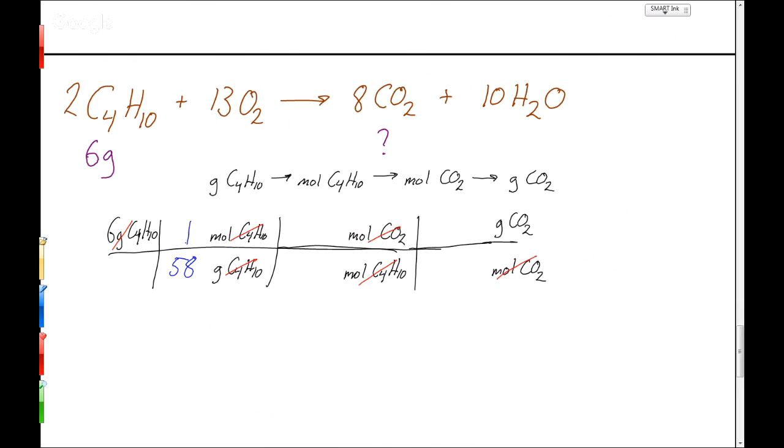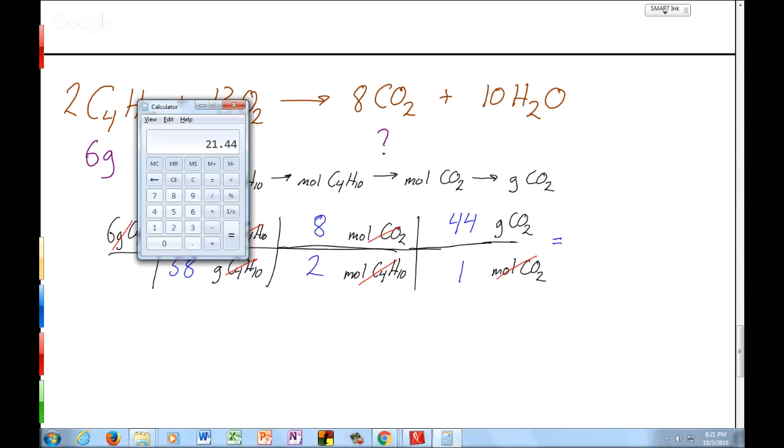Okay. Then we've got the moles. So we've got to get these numbers from the equation. CO2, there's 8 for every 2 of that one, butane. And then carbon dioxide, molar mass, 12 plus 16 plus 16 is 44, right? Yeah, 44, okay. So now we should be able to multiply by stuff on top, divide by the stuff on the bottom, and get our answer.